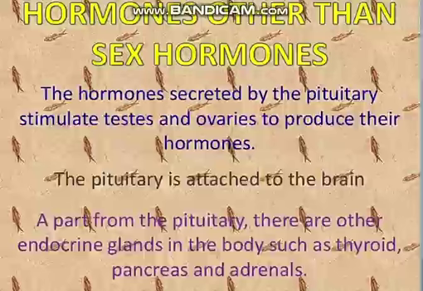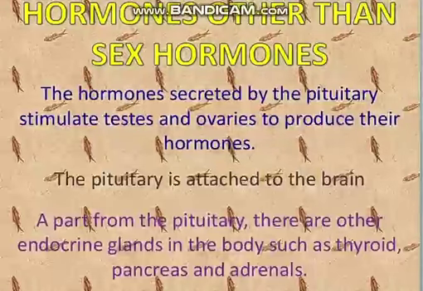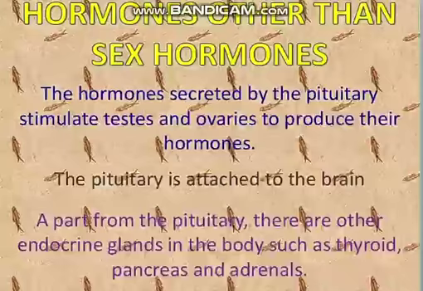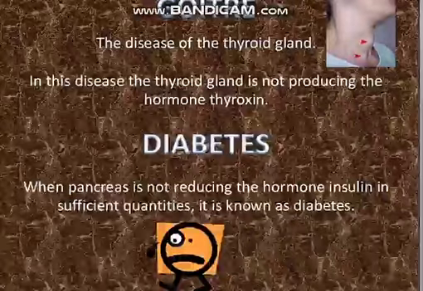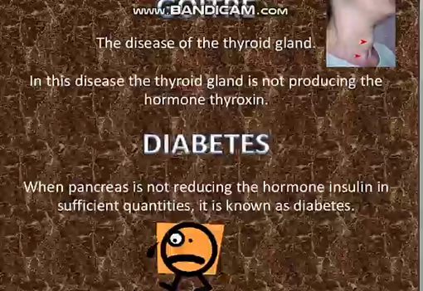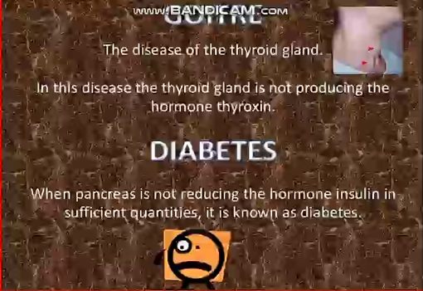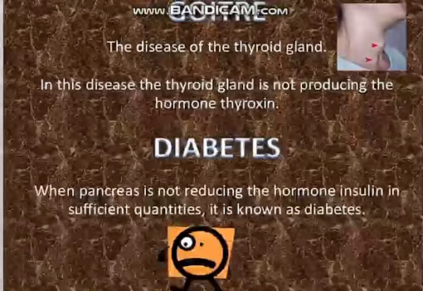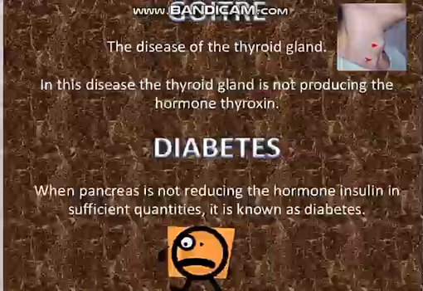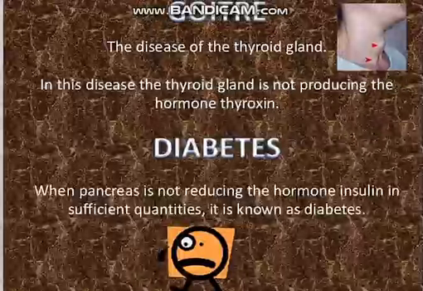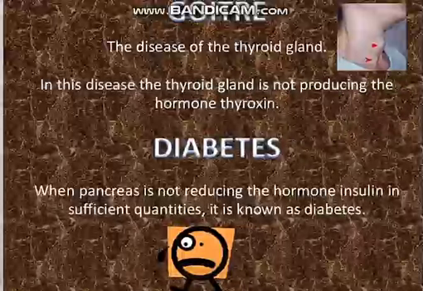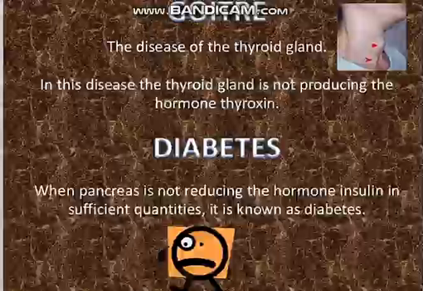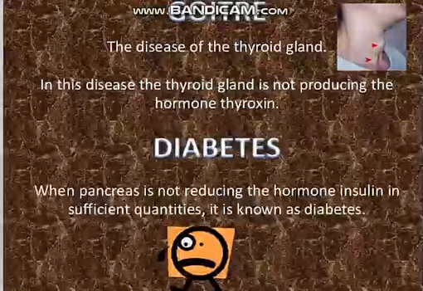If these glands are not working properly, there will be a hormonal imbalance in the body, due to which we can have different types of diseases. Like goiter, in which the thyroid gland is not working properly, and that's why the gland is swollen up and it can be easily seen near the neck area. So that disease is goiter.